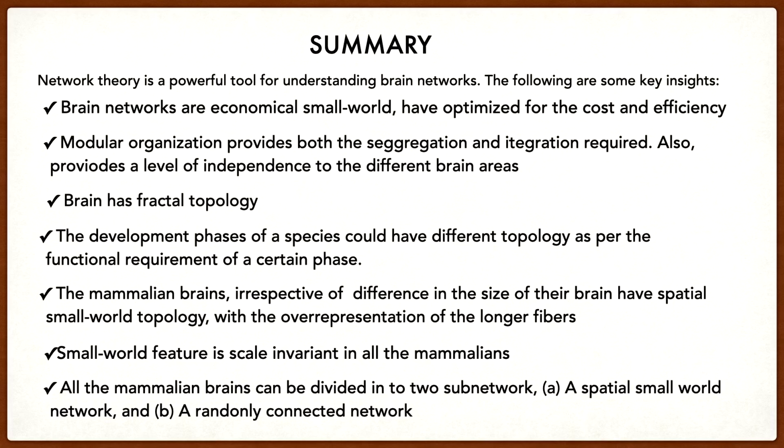So in summary, what we learned is that brain networks are economical, small world, and optimized for cost and efficiency. The modular organization provides both segregation and integration. It also provides a level of independence to the different brain areas. The brain has a fractal topology, and in the developmental phase of a species there could be different topology as per the functional requirement. And in mammalian brains, irrespective of the different sizes, they have the small world topology with over-representation of the longer fibers, which are associated with the two subnetworks in the network.